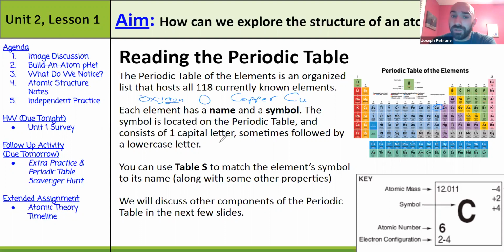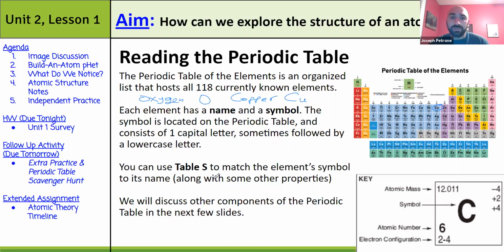Now, within your reference tables, the middle pages contain the periodic table, and the following 2 pages from that contain a table called Table S, selected properties of the elements. This Table S allows you to match the element symbol to its name, and it also has some other properties that we will look into.